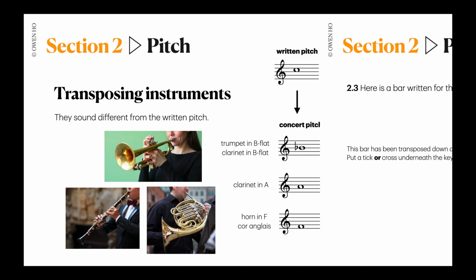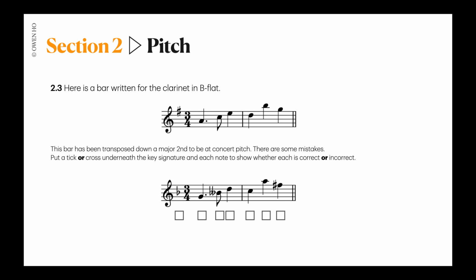Now let's come back to this question then. Having understood the ideas of written pitch and concert pitch, we should now be able to do this. In this question, we have to double check that the notes are transposed correctly by the required interval, in this case a major second, because the music at the top is for the clarinet in B flat at the written pitch. So everything is going to sound a major second lower, or 2 semitones.